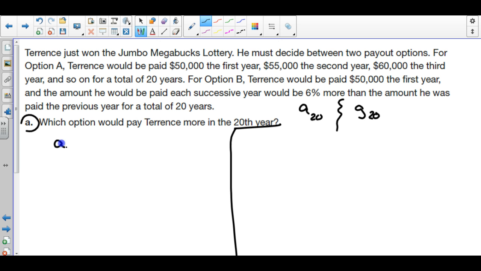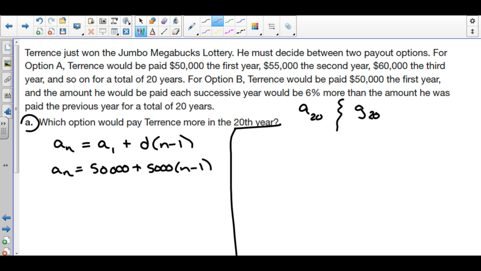So for the arithmetic explicit formula, AN, where n is any number of terms, you're going to take your first term plus the common difference times the term minus 1. So AN equals, we're going to take our first term, which would be the 50,000, plus his common difference, which it looks like, again, he was adding $5,000 every year, and then n minus 1. So we're evaluating the 20th term, figuring out how much he gets after 20 years. That sounds like an awesome time.